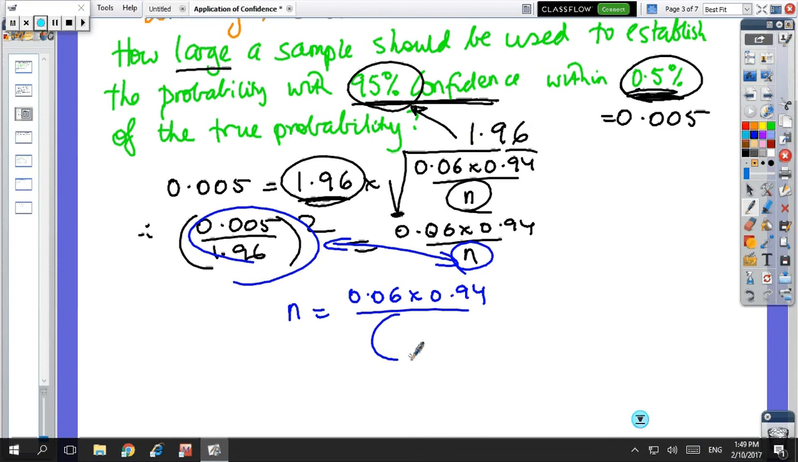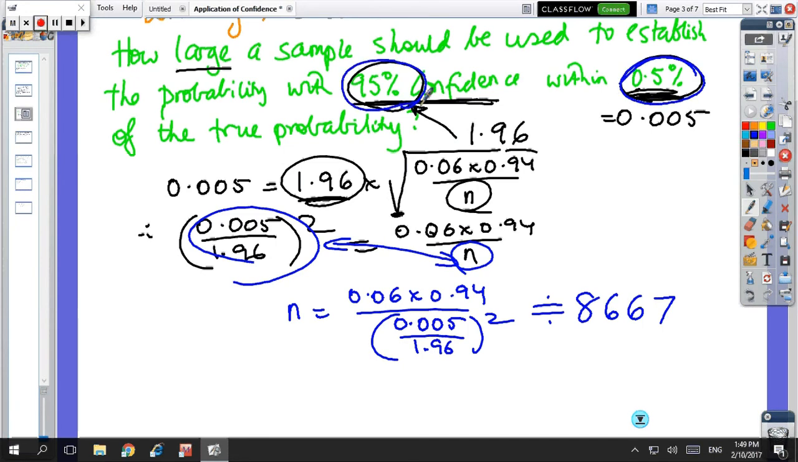So n equals 0.0694 divided by (0.05 over 1.96) squared. And so you put that on your calculator, you get about 8,667, which is very large, because you wanted pretty accurate with high confidence. So you pay the price and you have to have that many in your sample. Okay, copy that and come across.